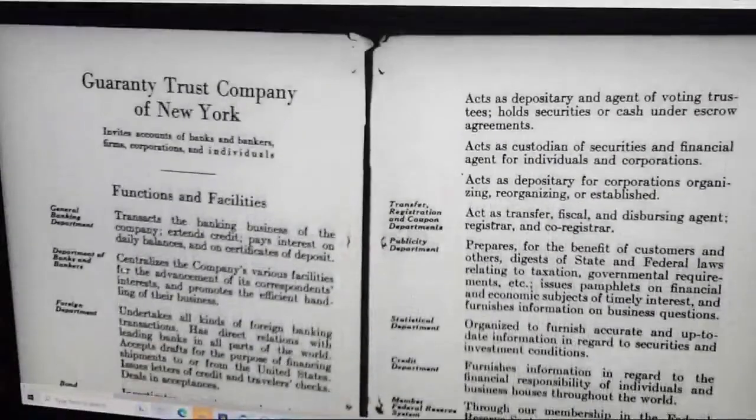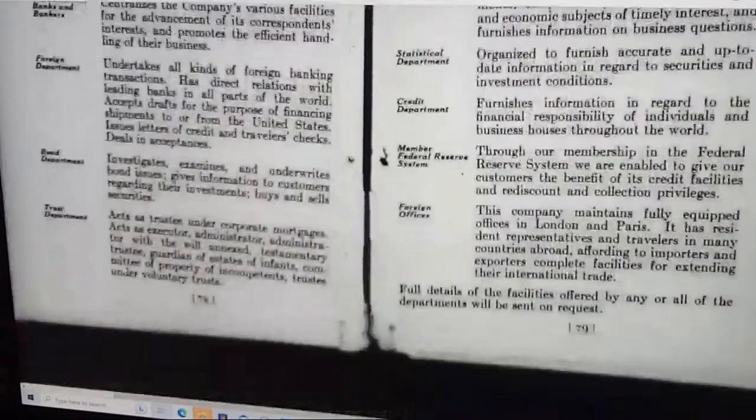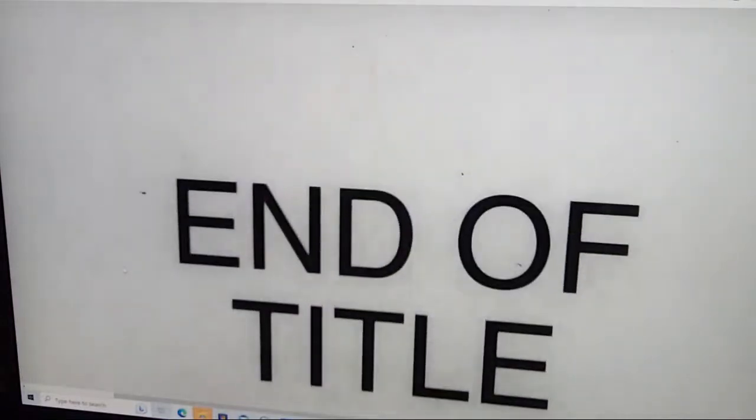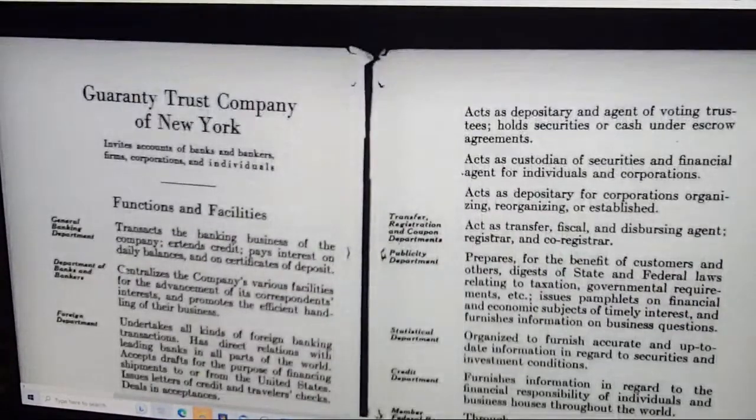So you've got to request those if you're interested in anything the Guarantee Trust Company of New York has to offer, which is really interesting. When you get to the trust department, I would be highly intrigued about what they offer. All right, and that concludes this book, ladies and gentlemen. I hope that helps you out in understanding the Trading with the Enemy Act and why I feel that it's important to get familiar with it.